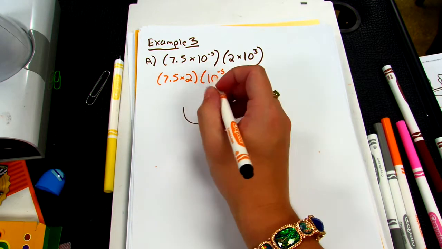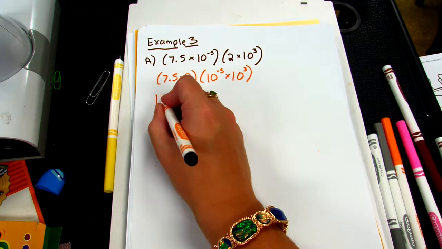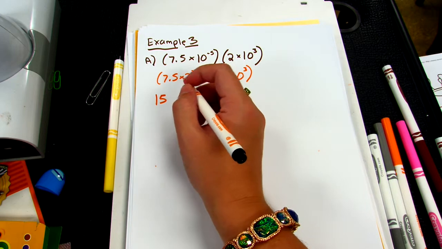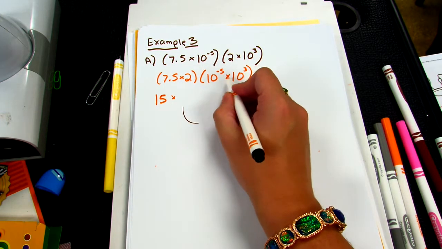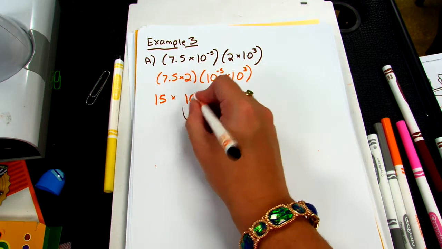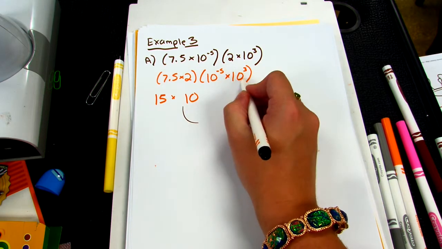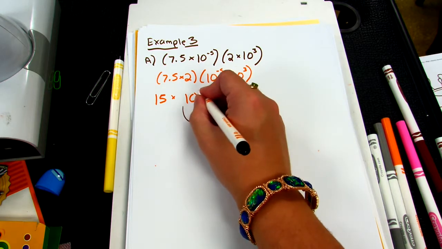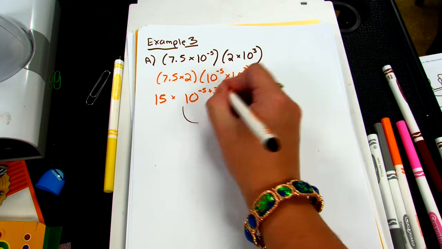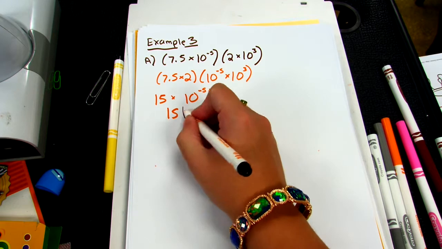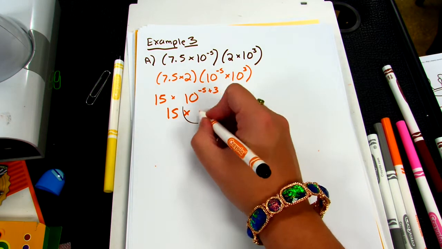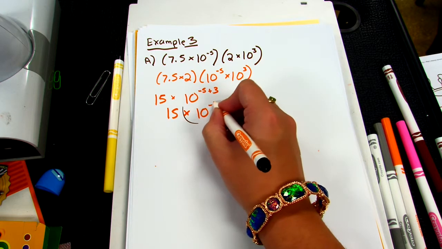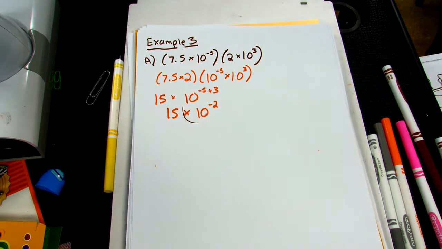Well, 7.5 times 2, that's 15. And then I have 10 to the negative 5 times 10 to the third. Well, I have the same bases. That means I add the exponents. So 10 to the negative 5 plus 3. Well, 10 to the negative 5 plus 3 is 10 to the negative 2. Okay, 10 to the negative 2.